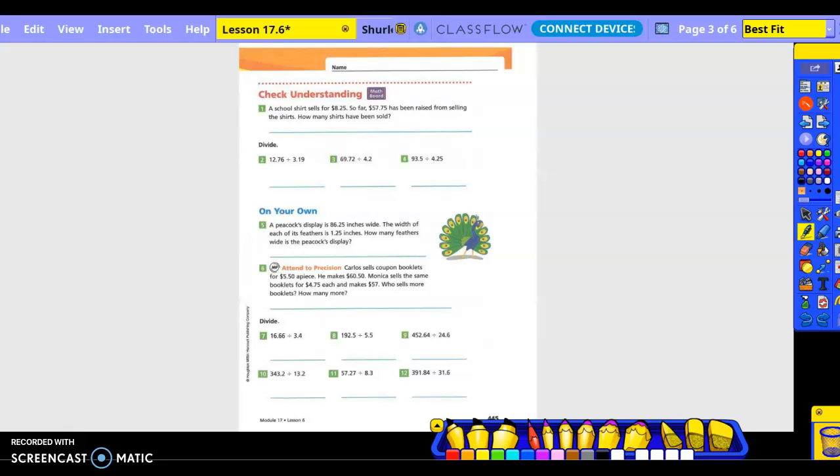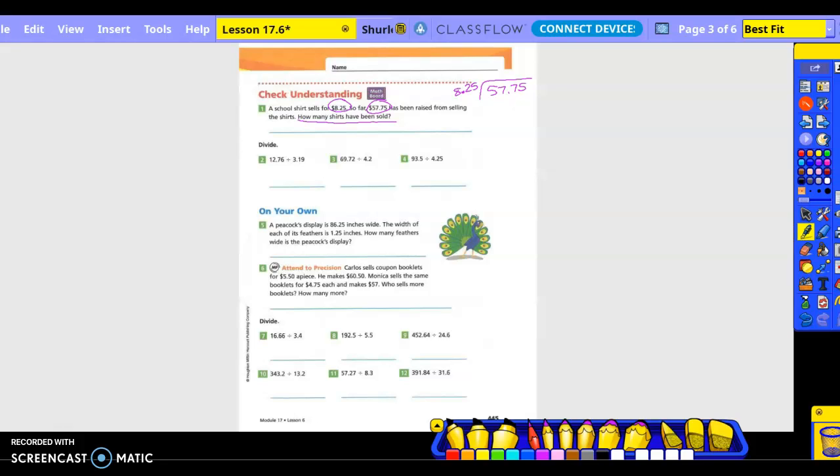A school shirt sells for $8.25. So far, $57.75 has been raised from selling the shirt. How many shirts have been sold? So yeah, this, and then how many shirts have been sold? So what is our total? What is our dividend going to be? 57.75 goes in the house, okay? And then $8.25 comes out here to the side, okay?